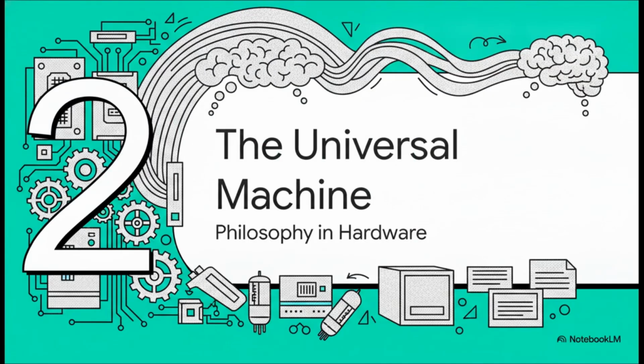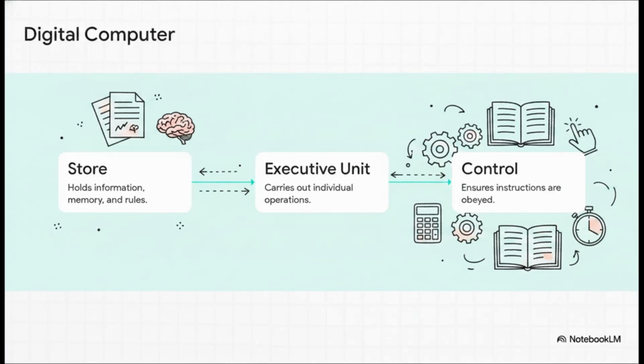All right, Part 2. The universal machine. Grounding philosophy in hardware. This is where Turing takes his philosophical game and grounds it in the hard reality of technology. So to actually play this game, Turing restricted the machine to what he called a digital computer. But what did that actually mean to a guy in 1950? Well, he broke it down into 3 very clean steps.